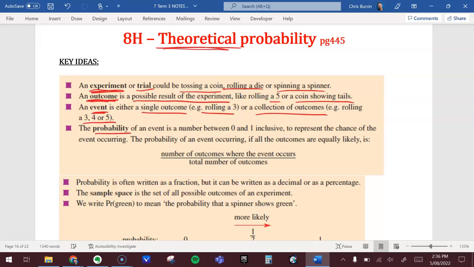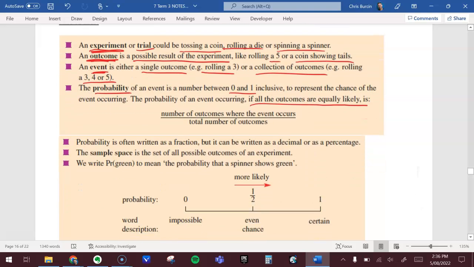The probability of an event is between 0 and 1, or if you want to think about it, money from 0 cents to 100 cents. 100% possibility, that's 1. Absolutely certain, as we saw in our last section. To represent the chance of the event occurring, if all outcomes are equally likely, it is the number of outcomes where the event occurs over the total number of outcomes, like how many possibilities there are, and we'll look at that down below.